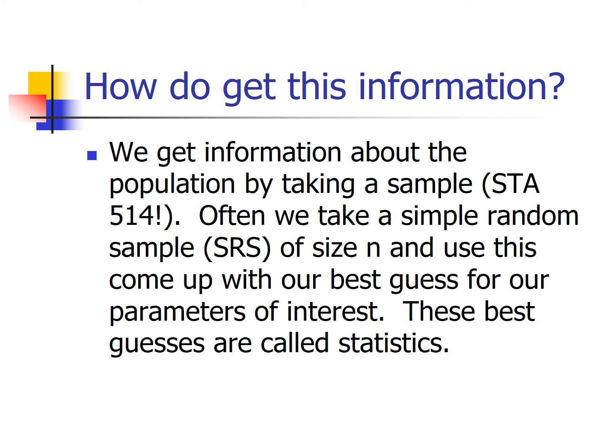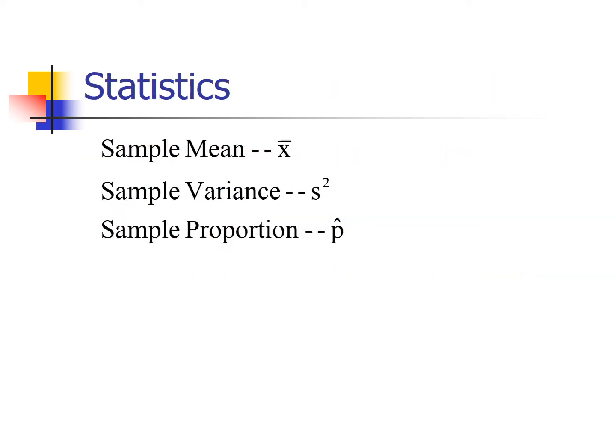These best guesses based off our sample are called statistics. So again, the alliteration lives on, right? The attributes of our sample are referred to as statistics, S and S. The statistics that we're often interested in are the sample mean, which we refer to with the symbol x bar. The sample variance we refer to with the symbol s squared. And the sample proportion we refer to with the letter p with a little caret on top of it, which we call a hat, so we would call this p hat.